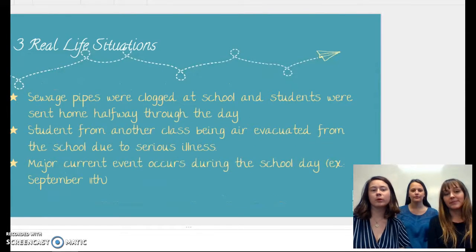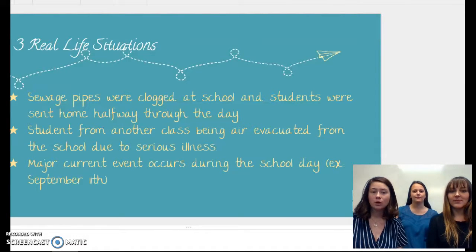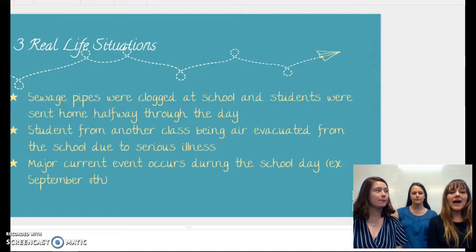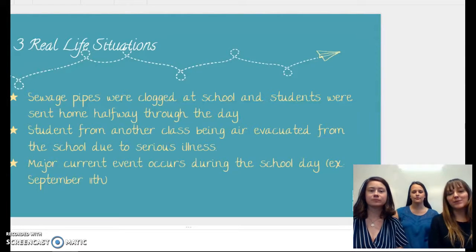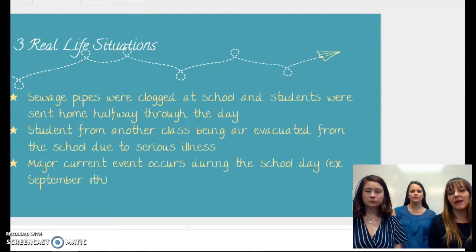So these are three real-life situations that have caused a disruption during an actual school day. The first one is that sewage pipes in the whole school were clogged during the school day, and students were sent home halfway through the day because it was a health hazard. The second one is when a student from another class has to be air evacuated from the school due to a serious illness. This then causes a bunch of rumors and chaos in your own classroom that you need to learn how to handle.